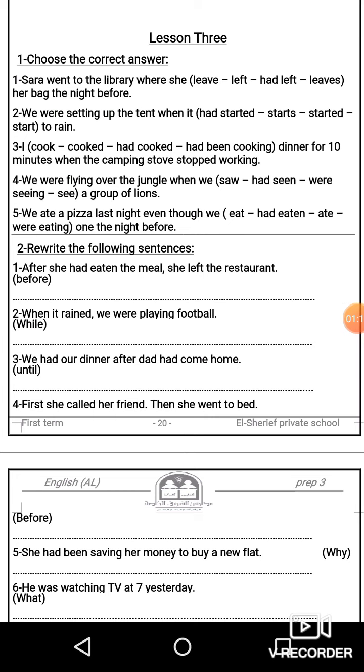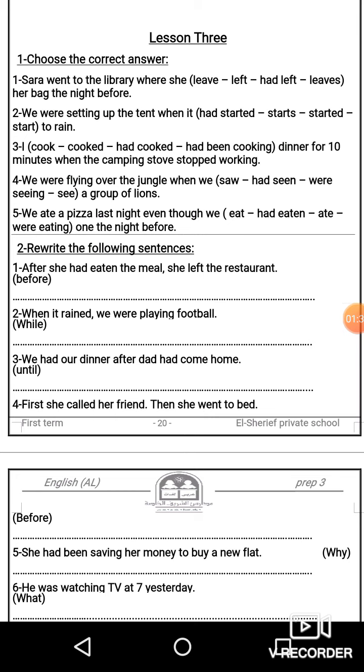Number 4. We were flying over the jungle when we saw a group of lions. So we were flying over the jungle when we saw a group of lions.